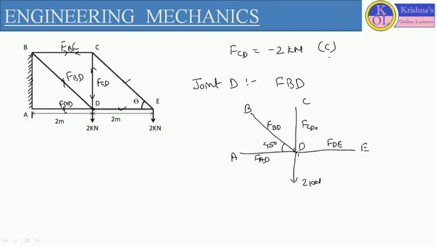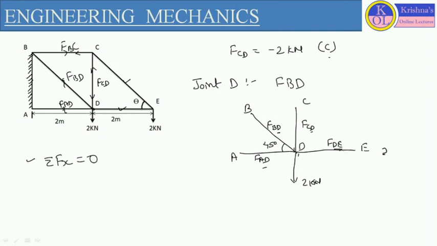Here we have known forces FCD and FDE, and another known force, that is the external load 2 kilonewton. Now the unknown forces are FBD and FAD. So here we will apply the same concept. We will resolve all the forces in x direction and y direction. Let us consider first the condition summation of Fx equals to 0. How many forces are in x direction? The first force is FDE, the second is FAD.